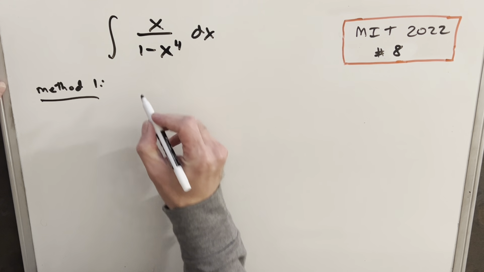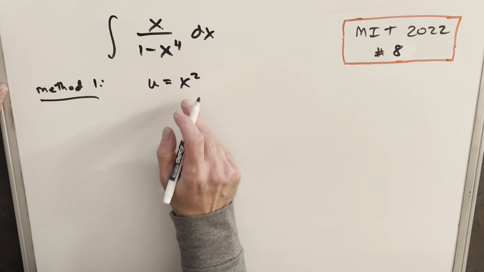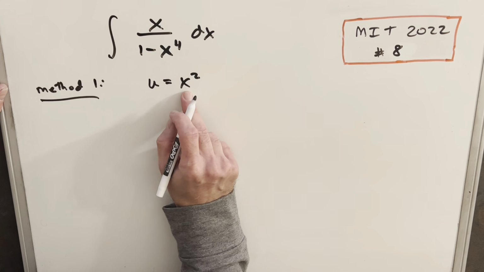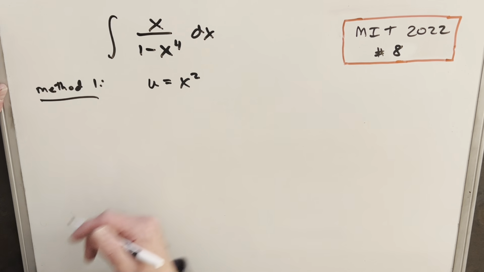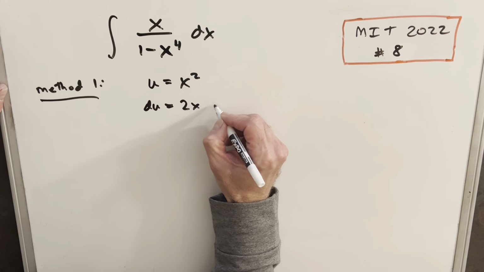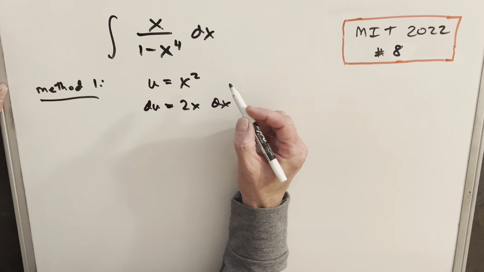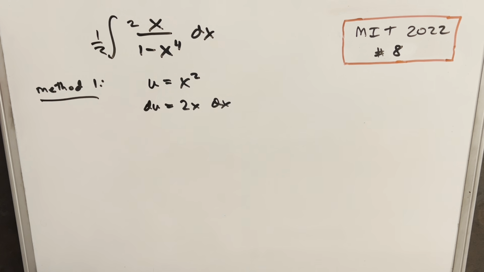Method 1, we're going to do a u substitution. I think in a previous video I had one very similar to this, where if we make our substitution u equals x squared, this is going to simplify our denominator into something with a square, which usually helps. Our du is going to be 2x dx, so let's create a 2 here and a half, and that's going to set up our u substitution nicely. Then here you'll see I've made the substitution. We just have du over 1 minus u squared.